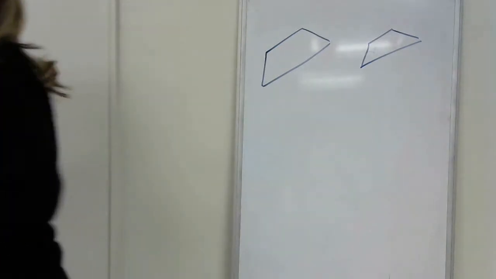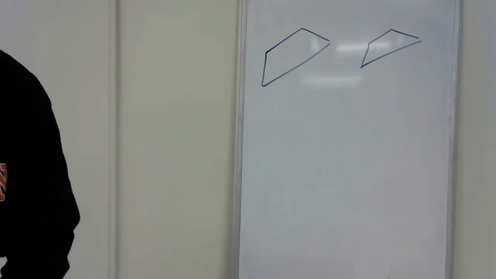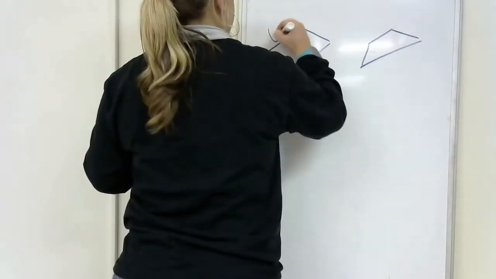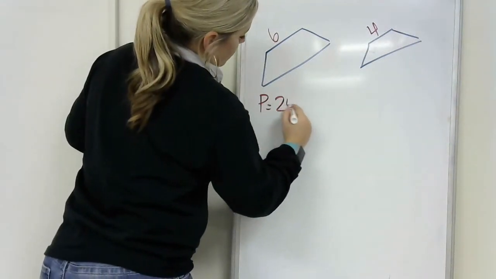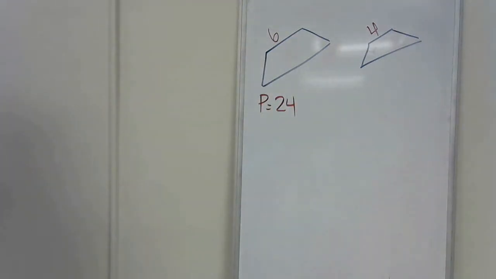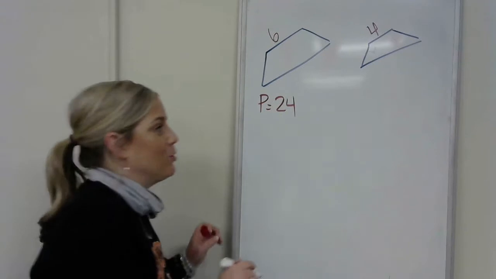I'm amazing at it. We've got 6 and 4, 24. Okay, so this is going to be 6, and this is going to be 4, and the perimeter we know is 24. Okay, for that one. All right. Okay, so I'm going to set up my labels.